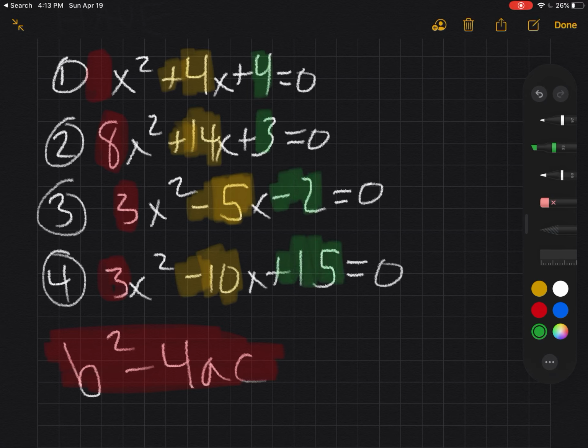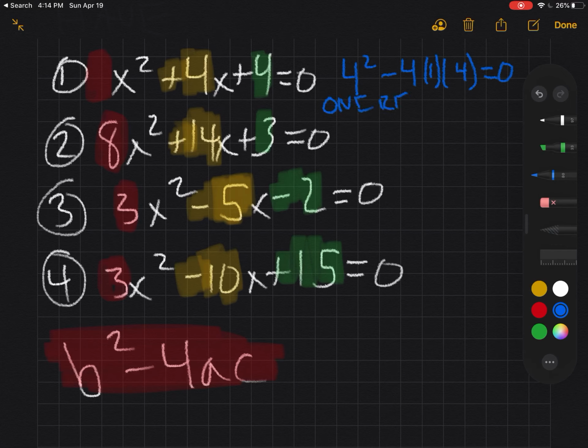The negative is included, if you're wondering, when you're looking at these coefficients. You include the sign. So there's our b. Our a here would be 1, 8, 3, and 3. And our c would be the term in green. And all we're looking at is b squared minus 4ac to tell us a little bit more about each of the solutions.